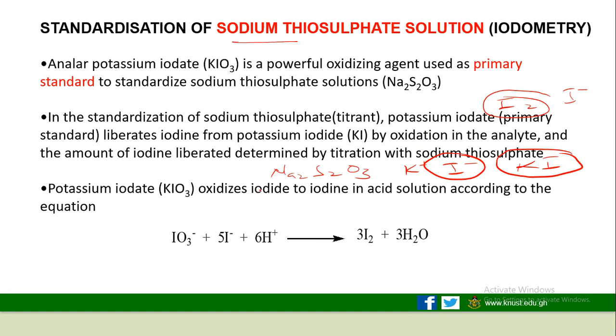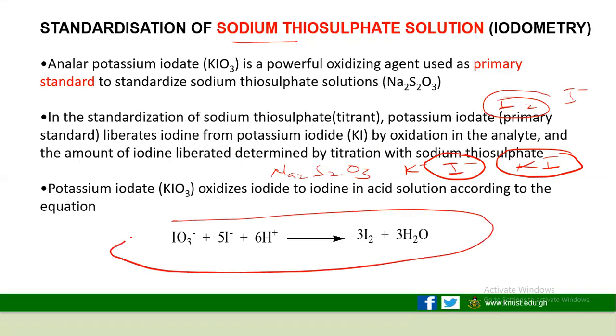Now we are seeing potassium iodate oxidizes the iodide to iodine in acidic solution according to the equation. So this is it. Sorry, the potassium iodate converting the iodide to the I2 that we need.